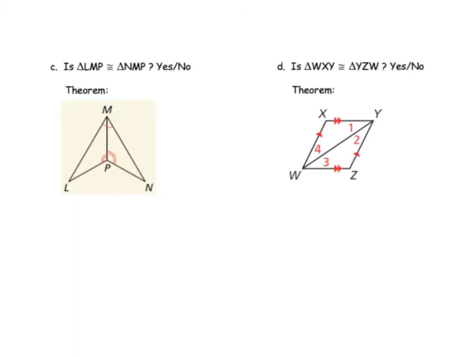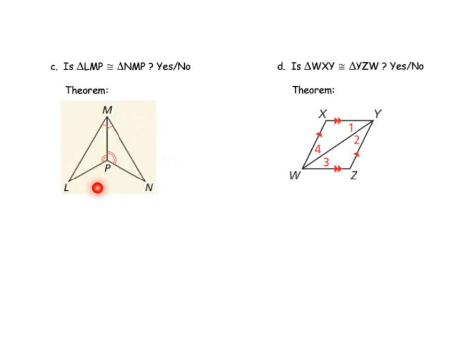All right, now let's look at option C. Letter C, triangle LMP, and triangle NMP. Are they congruent is the question. Yes or no? What theorem?